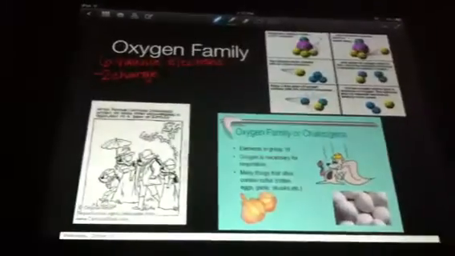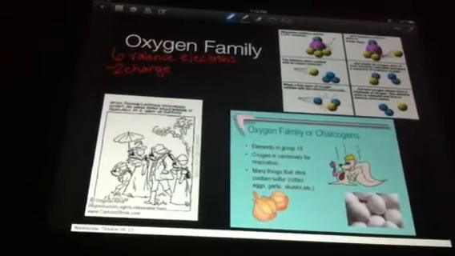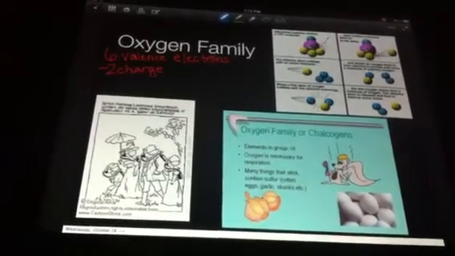Okay. Enough said on that. Oxygen family has 6 valence electrons, has a -2 charge.